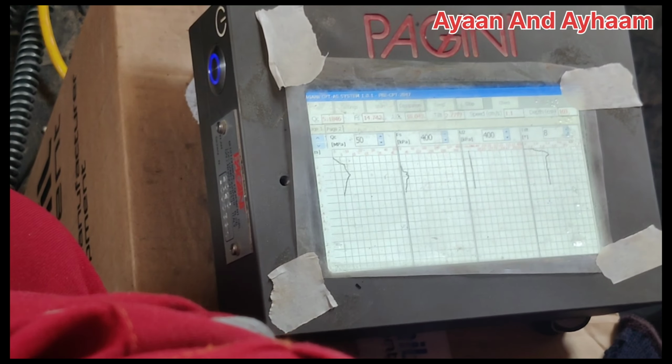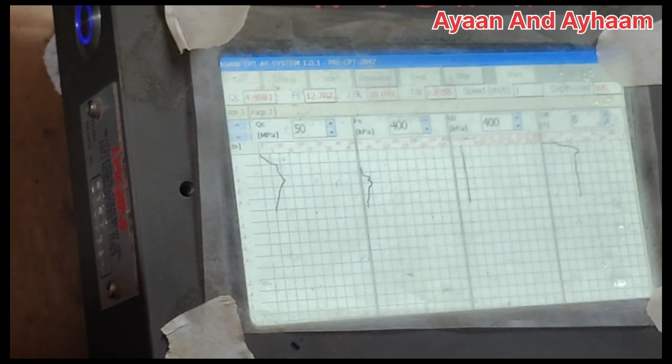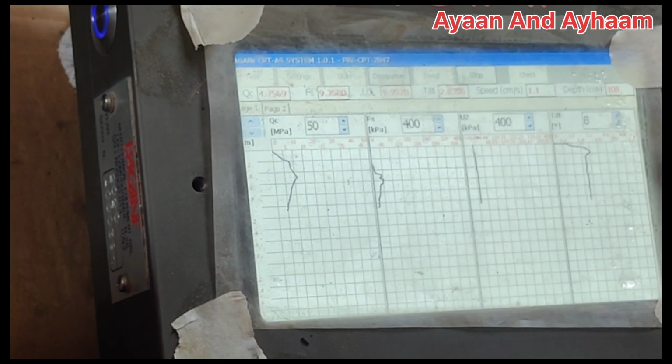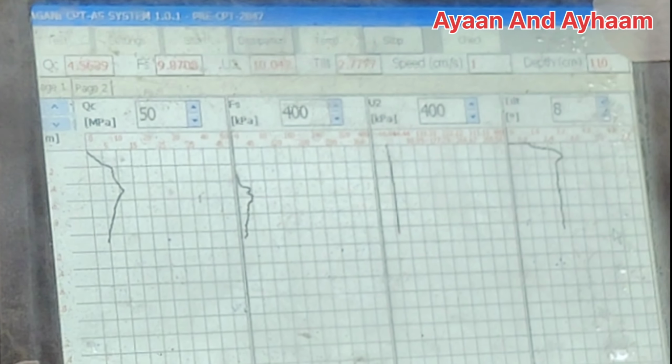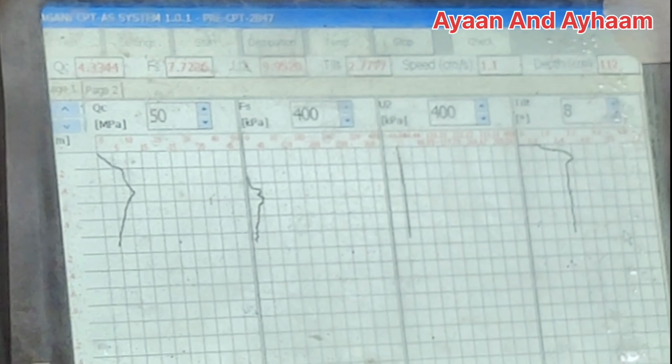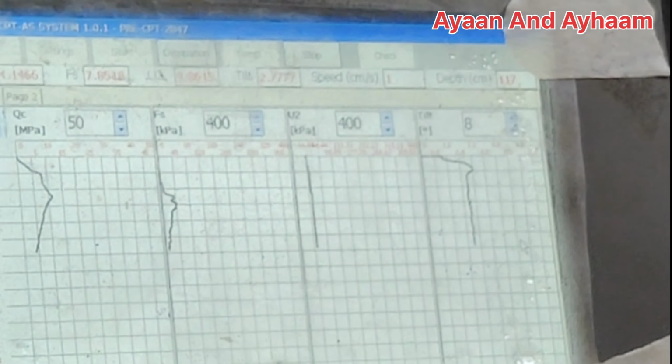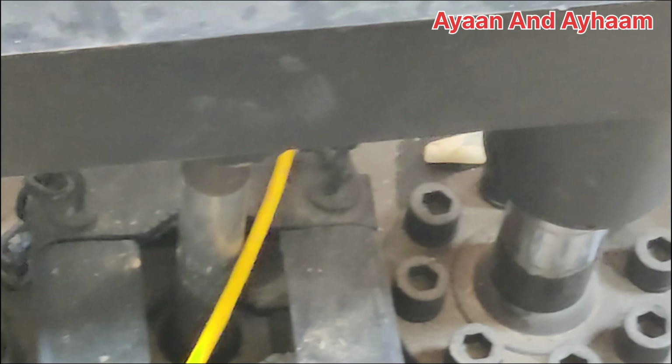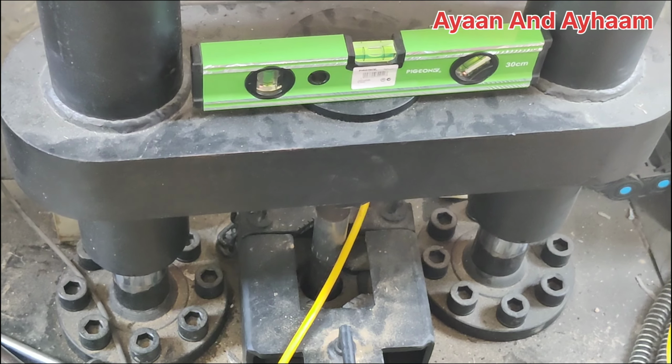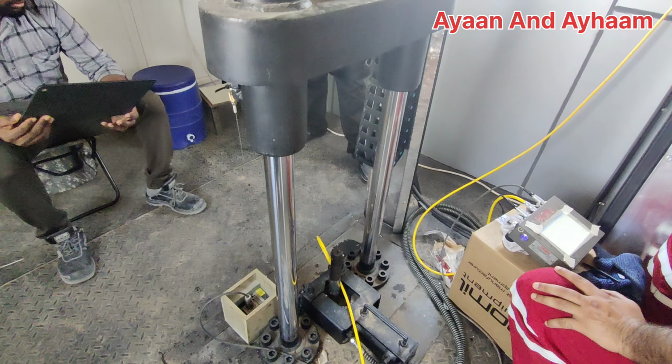While drilling, the tilt angle is usually 0.5, 0.6, maximum 8. But if it reaches 8 degrees, then immediately stop the test and restart it at a new location nearby, within 1 meter. The drilling speed of the jack is 1.5 to 2.5 centimeter per second.